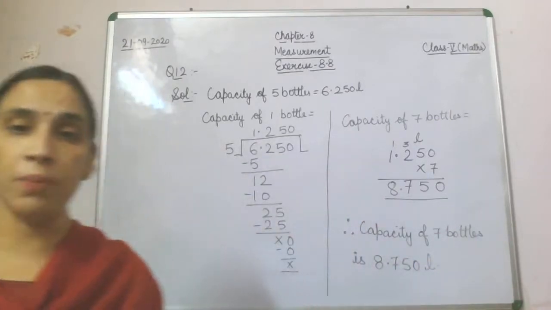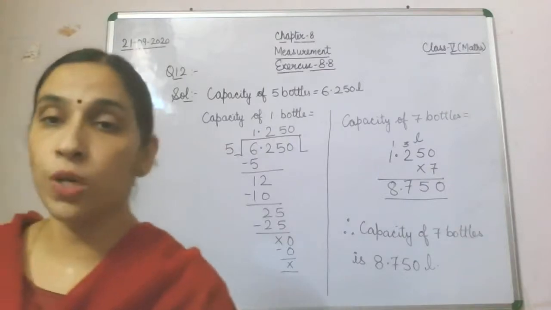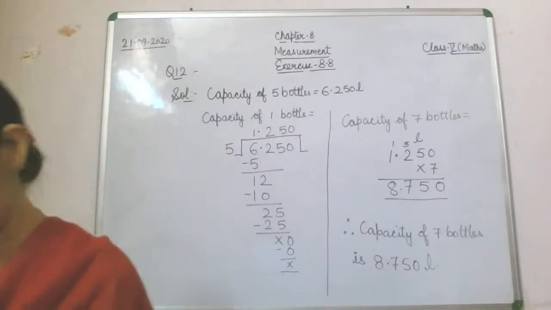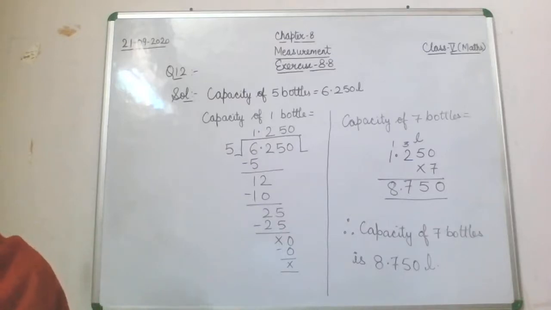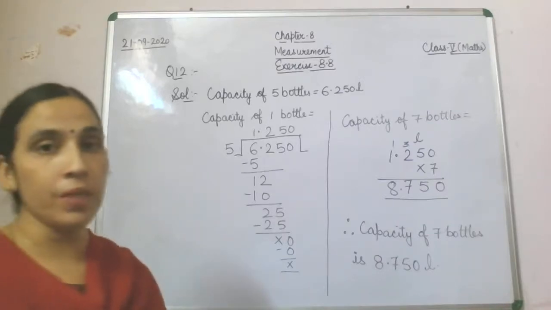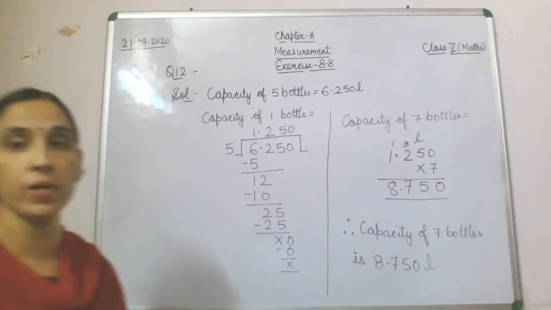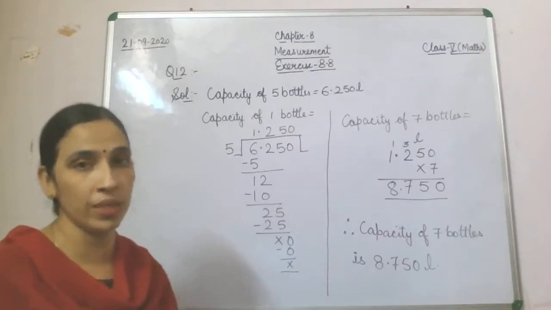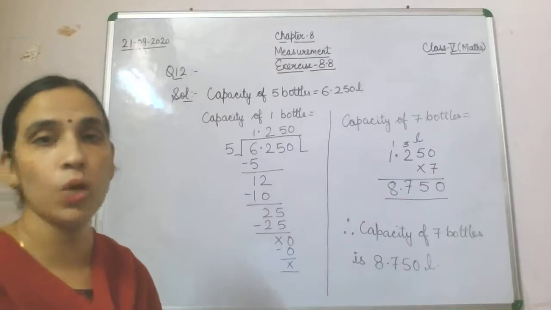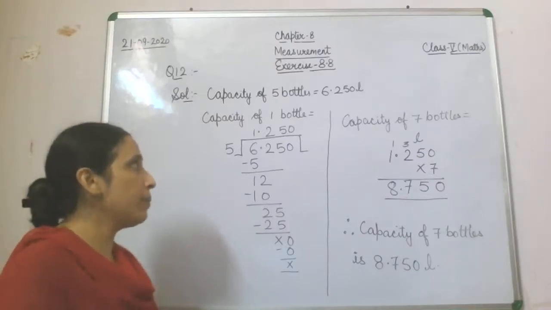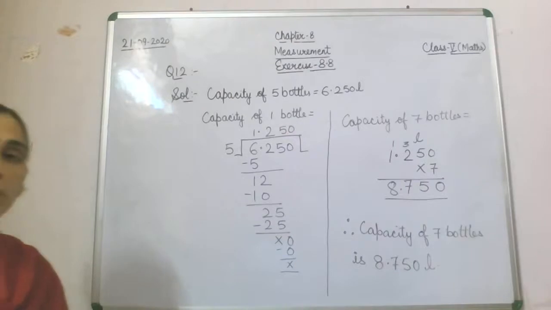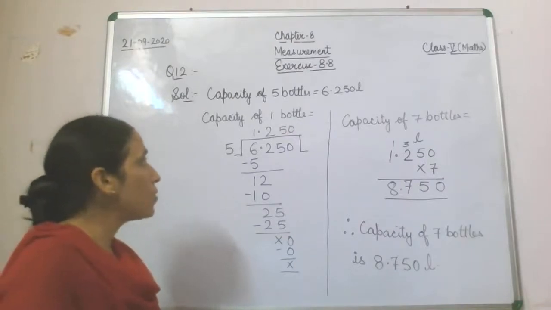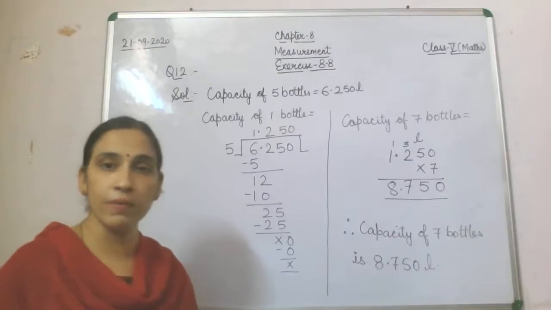Now unit is also important. You will always remember to write the unit. You will not leave out the unit in any question, whether that is related to weight or length or capacity. So unit is very important. So let's revise this question once again. You have been given that 5 bottles hold 6.250 liters, so the capacity of 5 bottles is 6.250 liters, and you are supposed to find the capacity of 7 bottles.